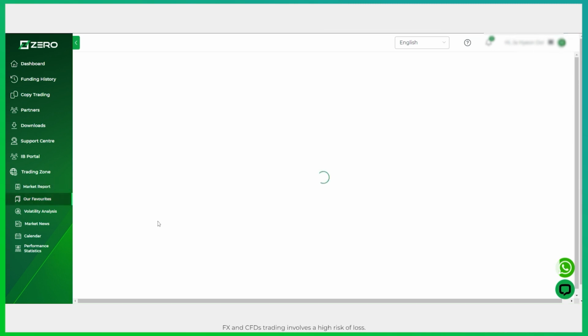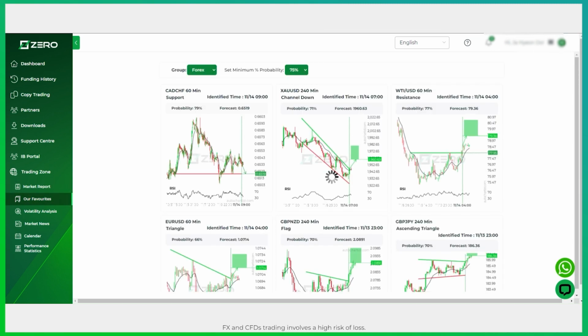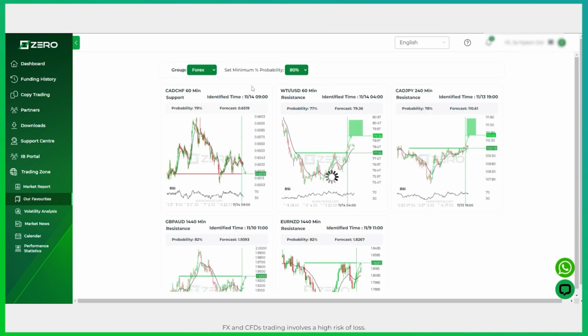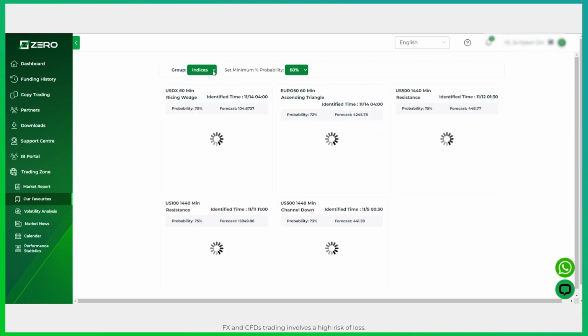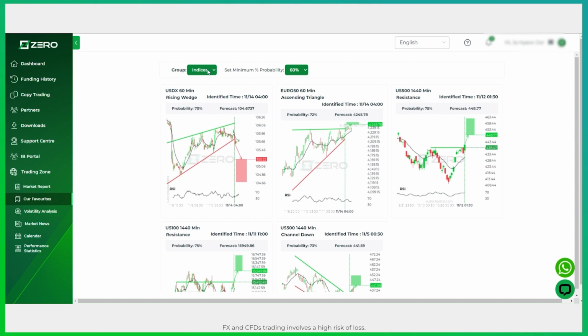Moving on to our favorites. Here, you can personalize your watch list by trade probability, select your preferred trading instruments, and Autochartist will keep you updated on any emerging patterns or trading opportunities.